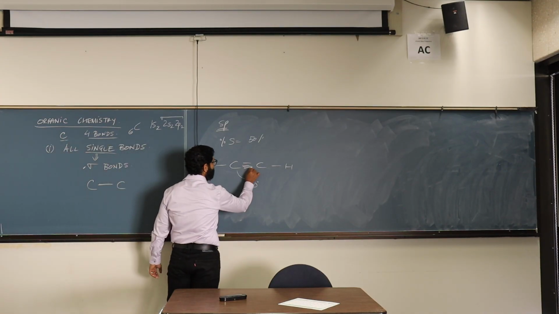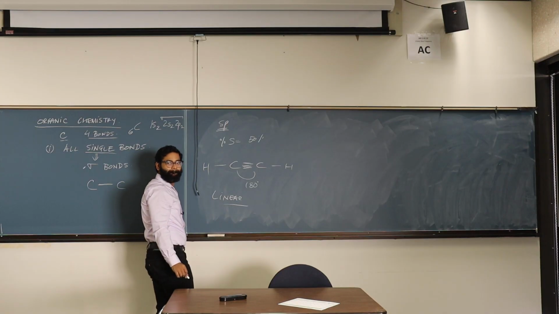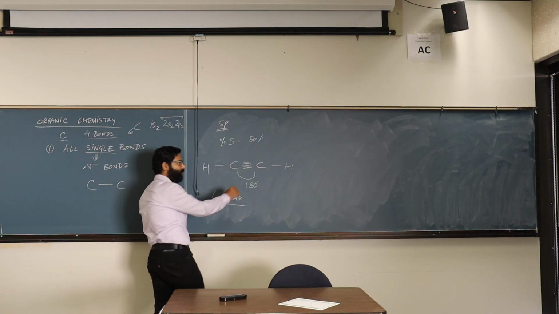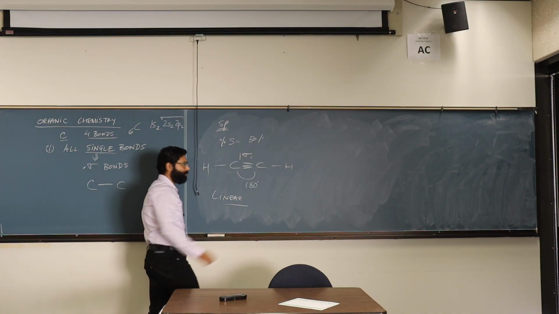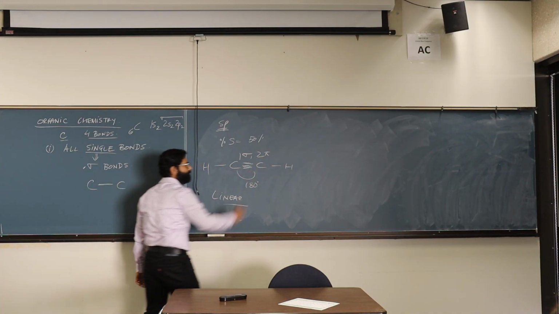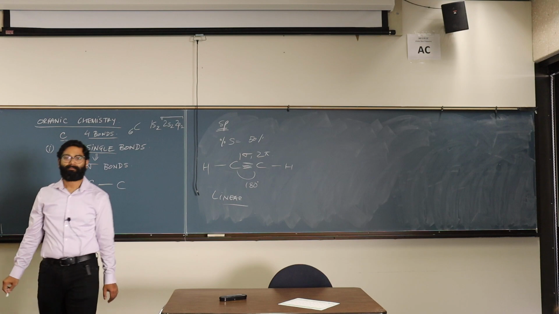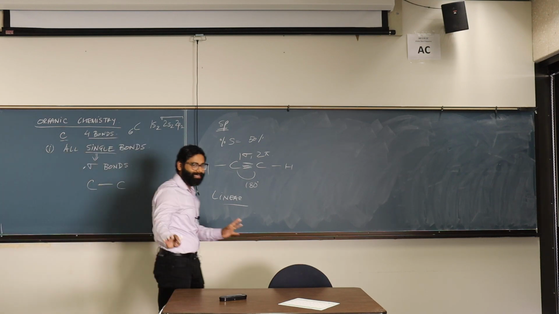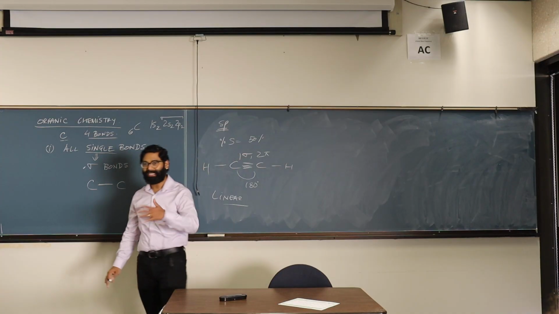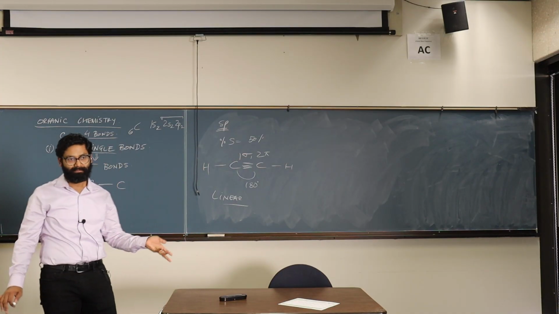How many sigma bonds? Here, 1. And pi? 2 pi bonds. So this is it. You cannot have any other hybridization in carbon. That's the end of it.